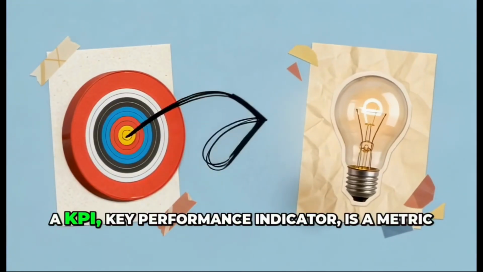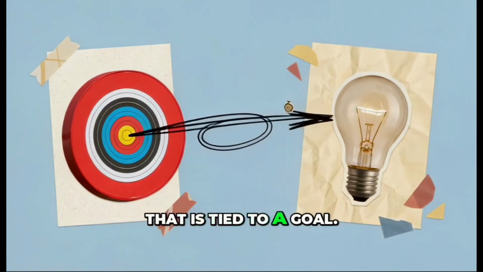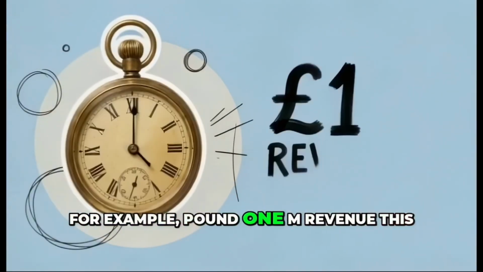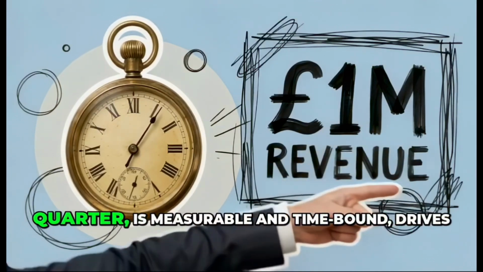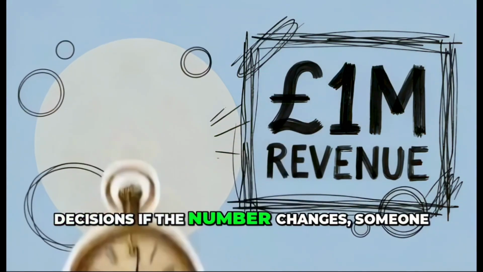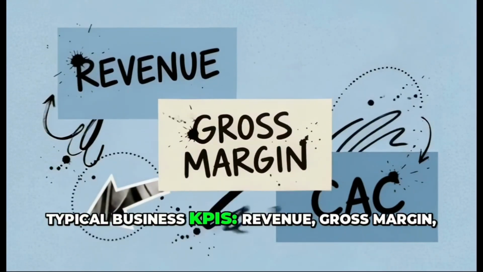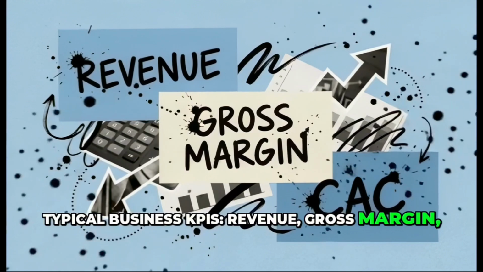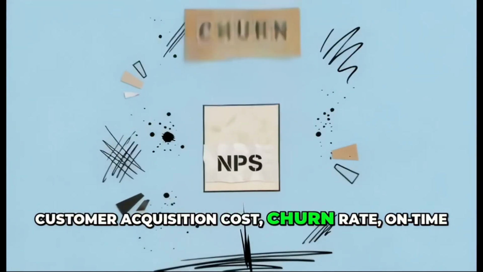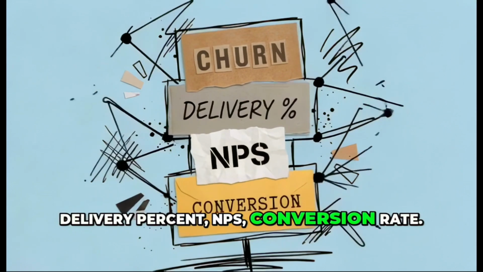A KPI, key performance indicator, is a metric that is tied to a goal. For example, £1M revenue this quarter is measurable and time-bound, and it drives decisions: if the number changes, someone acts. Typical business KPIs: revenue, gross margin, customer acquisition cost, churn rate, on-time delivery percent, NPS, conversion rate.